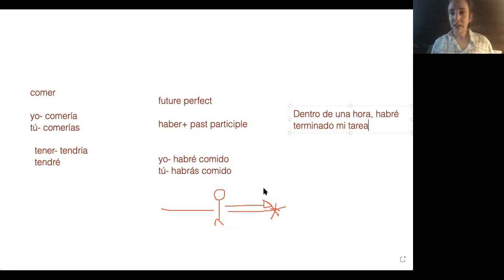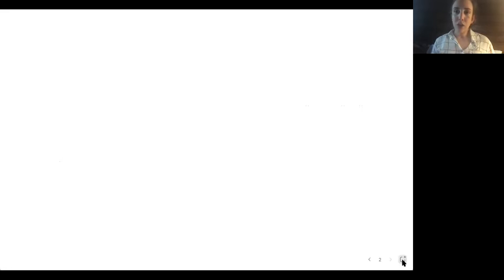Conditional perfect is usually, as I said, used with si clauses. You will see that next week. There has to be a condition, right? The si clauses are divided into the si clause and the main clause. Depending on what you have, that is what you're going to be using. So in the conditional perfect, you're going to be using past perfect subjunctive. But for now I'm going to tell you.